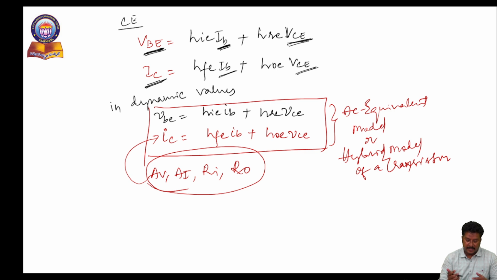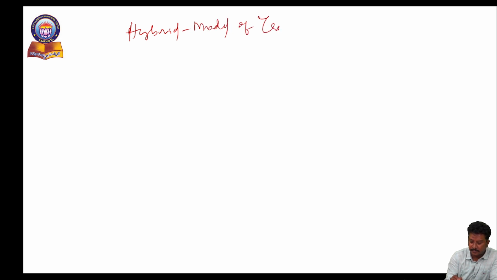Anyway, finally, we are coming to the end of the main working principles, whatever we have come across in the two-port network of a transistor. And finally, we are framing the AC equivalent model. So with respect to that, I am drawing an AC equivalent model or hybrid model of a transistor in CE configuration, especially in CE configuration.